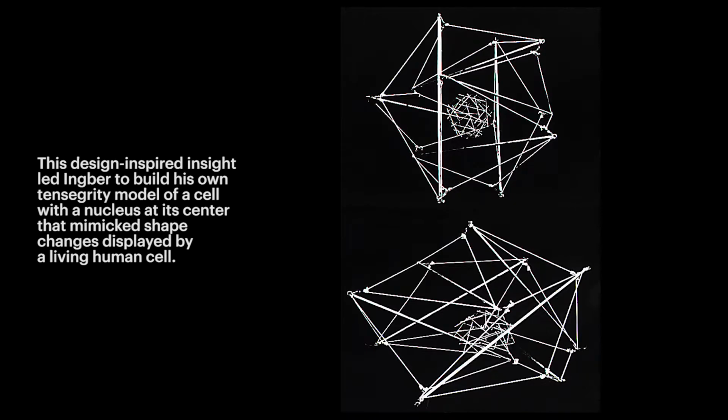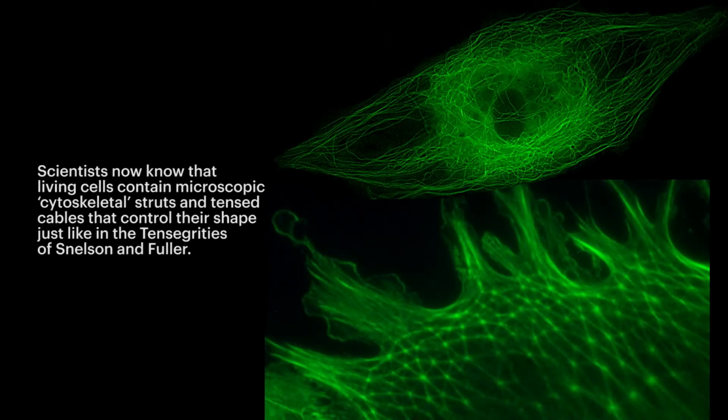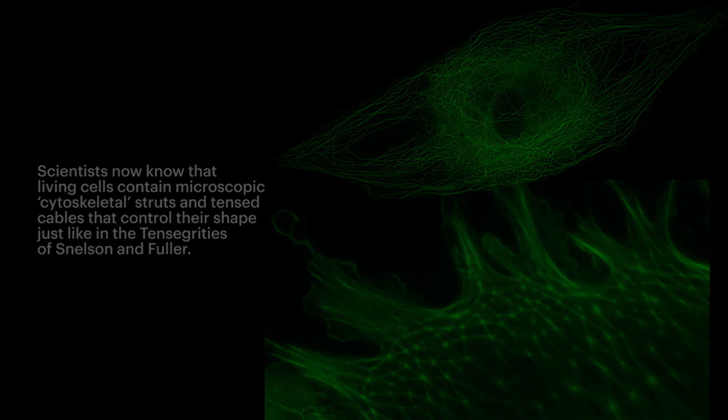Two models of tensegrity cells are pictured. One appears perfectly rounded, the other flattened. Scientists now know that living cells contain microscopic cytoskeletal struts and tensed cables that control their shape, just like in the tensegrities of Snelson and Fuller. A fluorescent image of a magnified cell structure with thin and nebulous webbing.